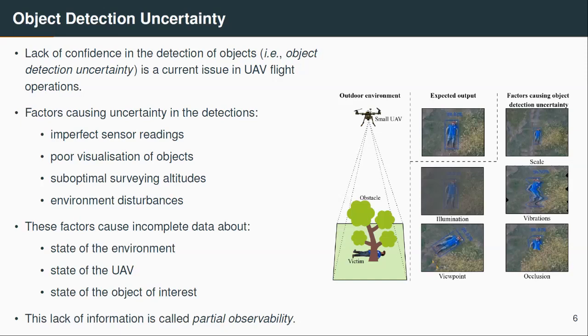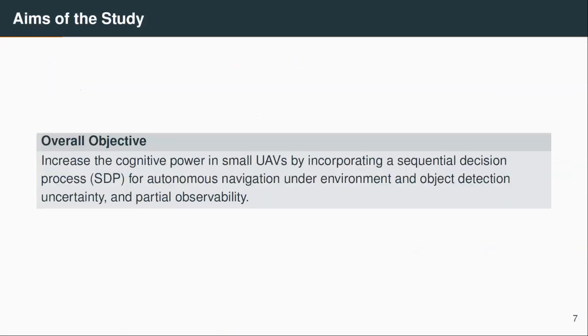These factors also cause incomplete data about the state of the environment, the state of the UAV, or the state of the object of interest, in this case, the victim. This lack of information is called partial observability. It's partial observability because we cannot infer the real state of the environment, the UAV, or the object of interest.